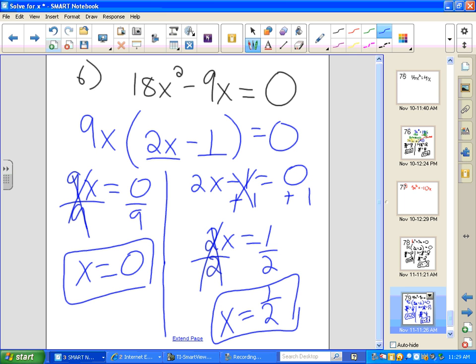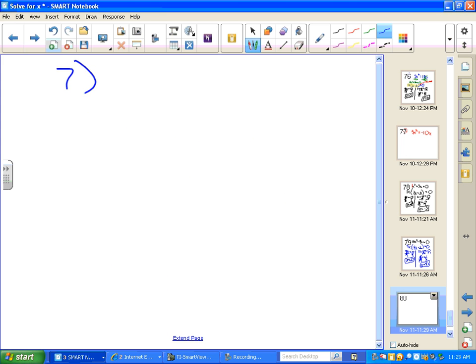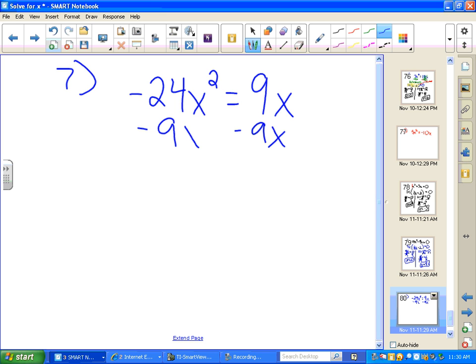All right, number 7. Negative 24x squared equals 9x. Before we start this one, don't go ahead of me, and this goes for both classrooms. Can someone tell us where we need to start? Where do we need to start, Abby H? Good. We need to get everything to one side. You have to get it equal to 0. Minus 9x on both sides. Move that over. Remember, these are not like terms, so you have negative 24x squared minus 9x equals 0.